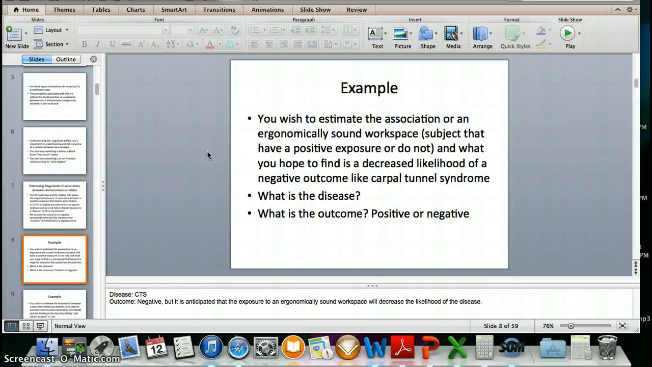So here's an example. You wish to estimate the association of an ergonomically sound workspace, subjects that have a positive exposure or do not, and what you hope to find is a decreased likelihood of a negative outcome like carpal tunnel syndrome. What is the disease in this case, and what is the outcome, and is it positive or negative? For this example, your disease is going to be carpal tunnel syndrome, CTS, and the outcome is negative, but you anticipate that the exposure to the ergonomically sound workspace will decrease the likelihood of this disease.